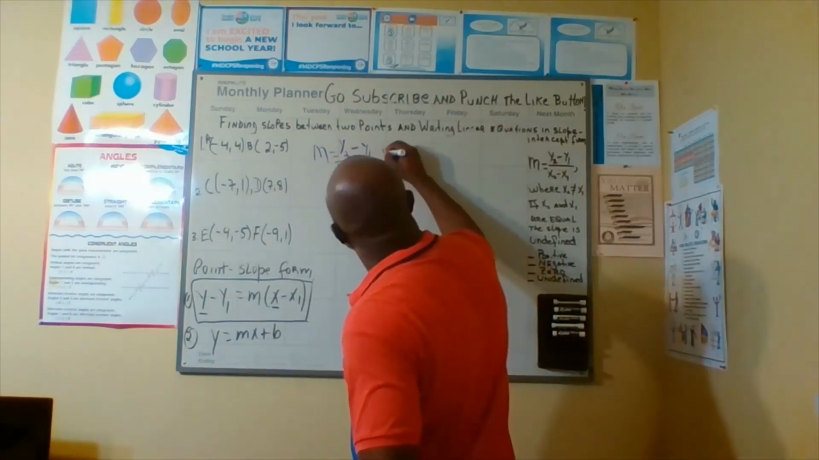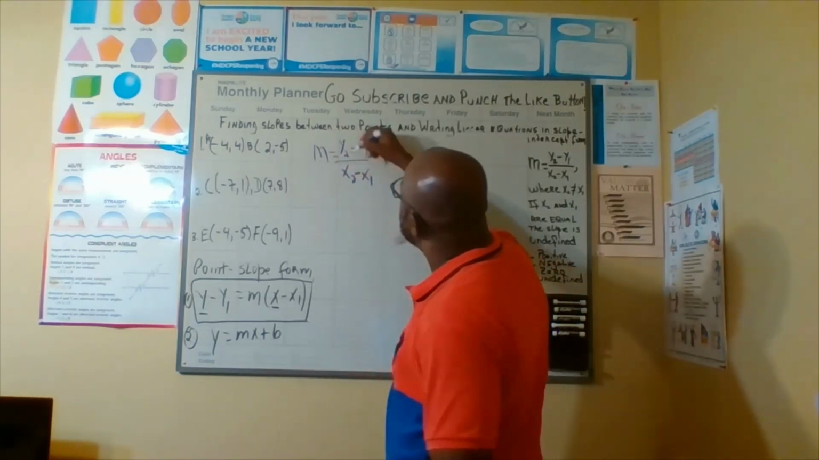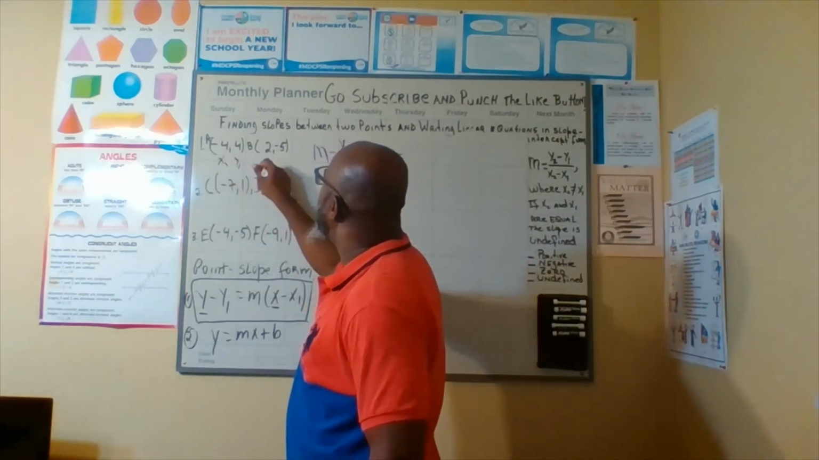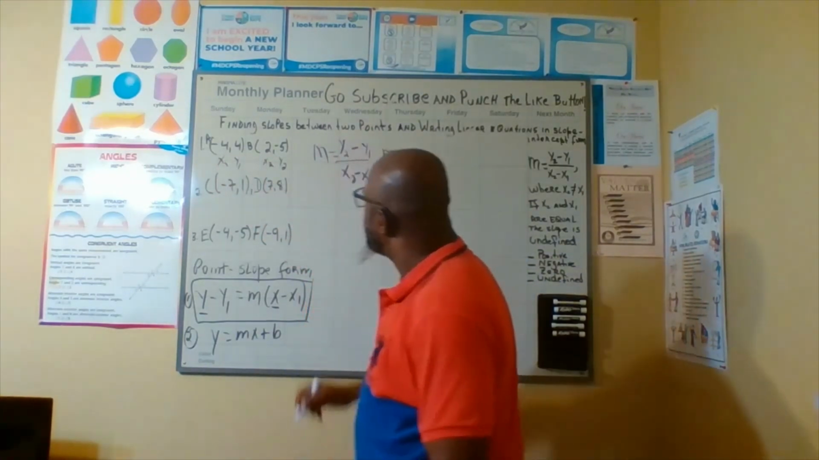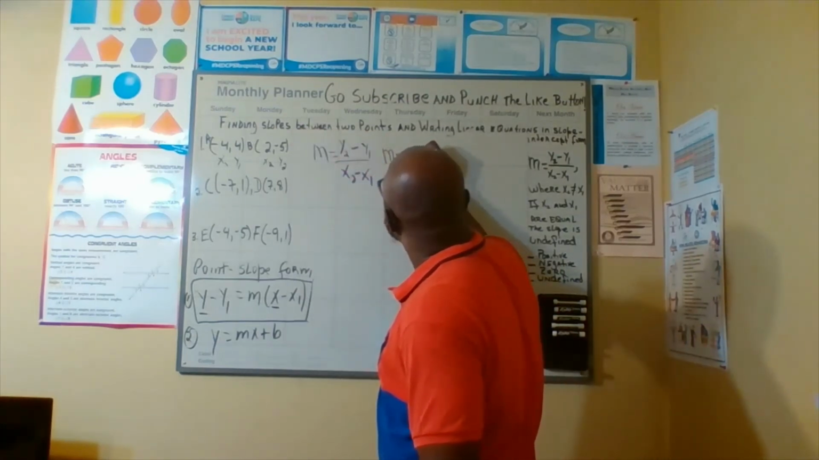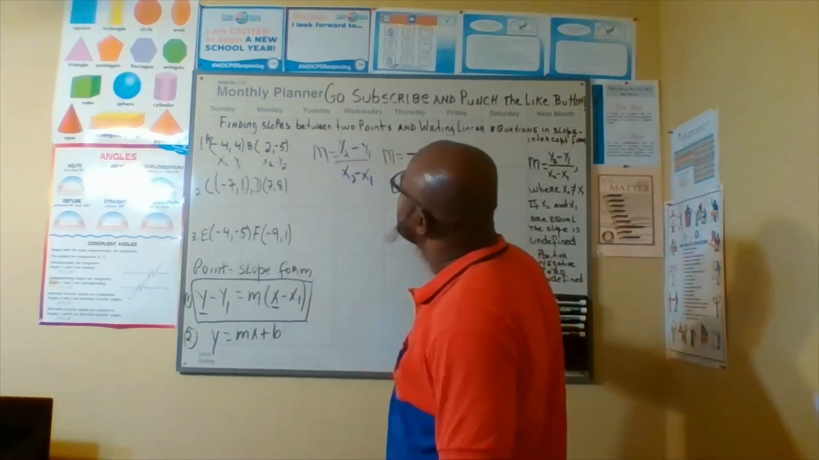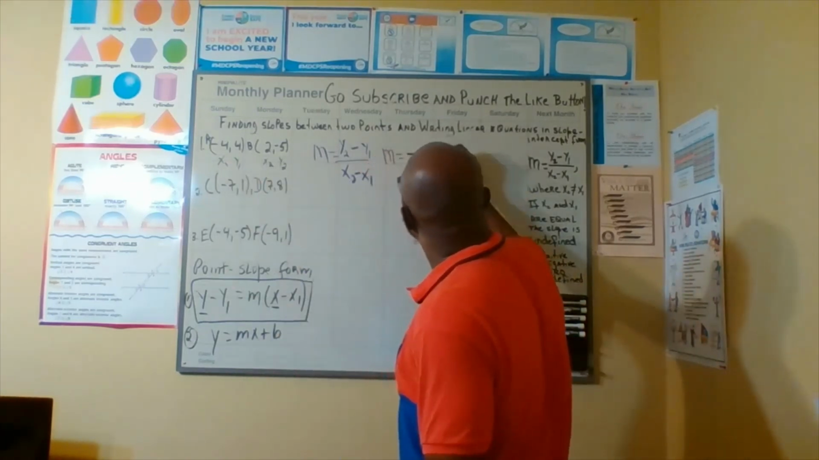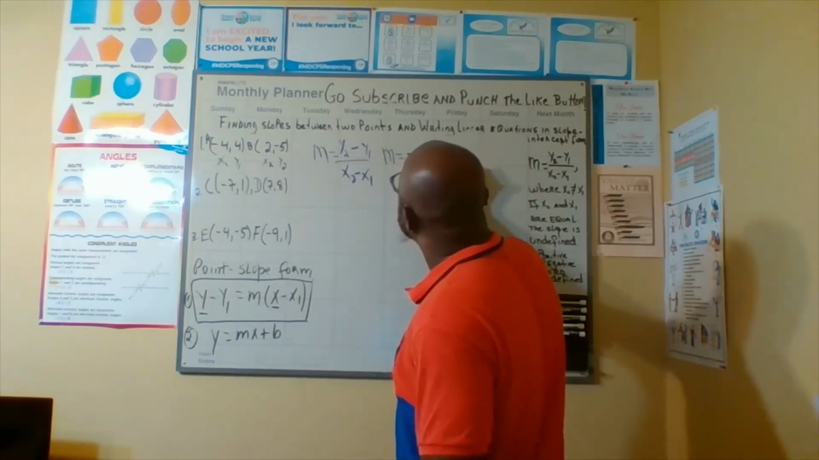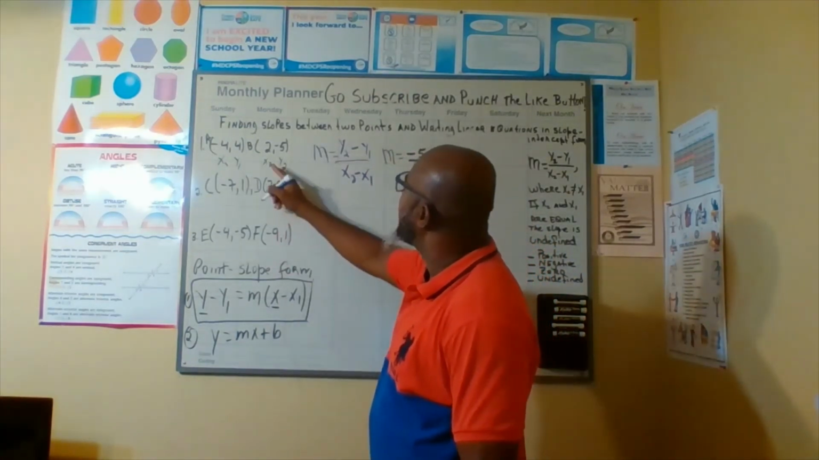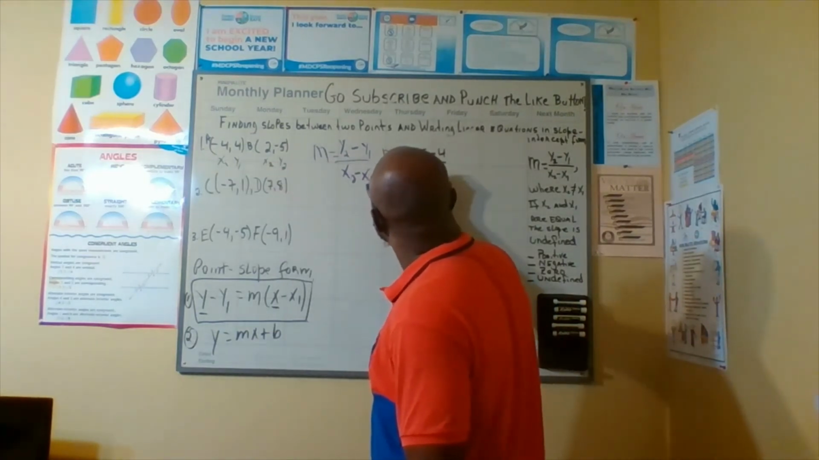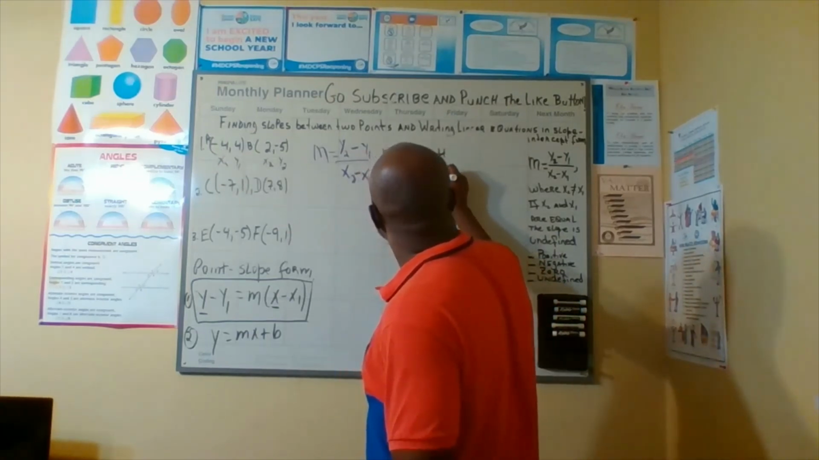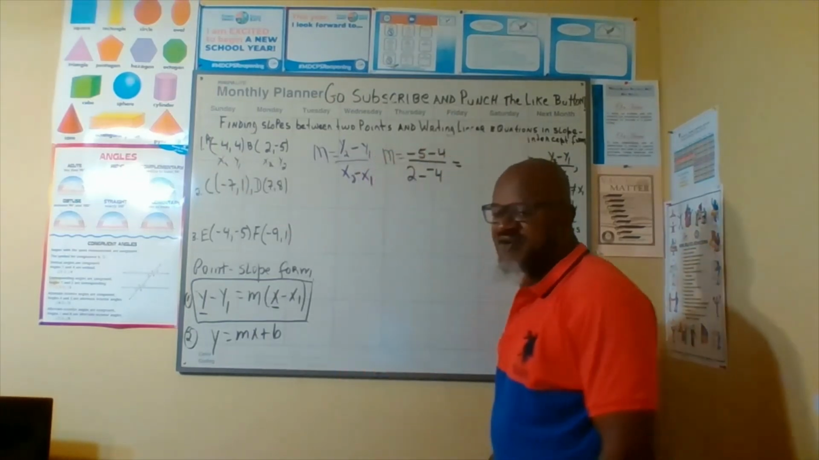And I will have slope m equals. I'm going to call these x1, y1, x2, y2. So this is my y2, negative 5 minus, all right, this is my y1, 4, over, all right, my x2, which is 2, minus negative 4. Right? Then you will have to simplify that.